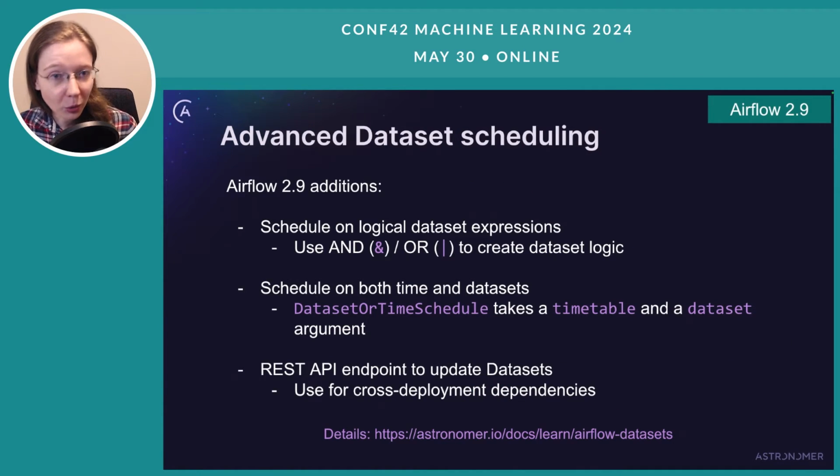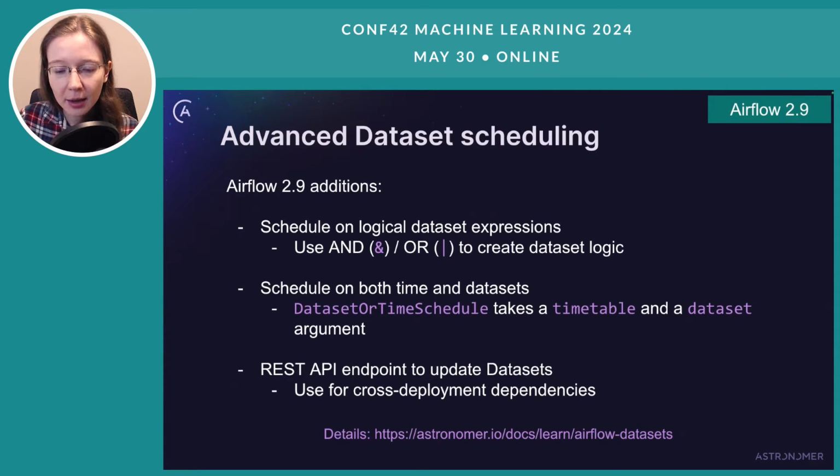But that was not the only update to dataset scheduling in Airflow 2.9. We also have these 3 new additions, which open up a ton of new use cases for dataset scheduling. The first one is that you can now schedule on logical dataset expressions. Previously you could schedule either on one dataset or on an update to a whole list of datasets with AND logic. But now you can use any combination of AND and OR logic.